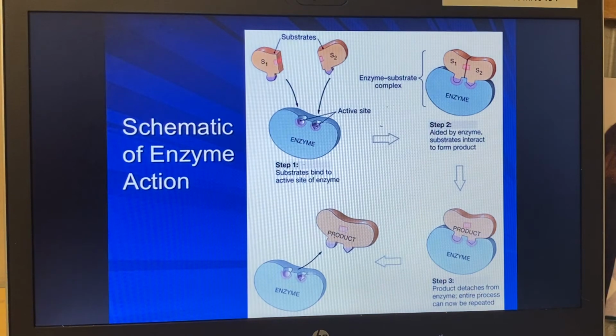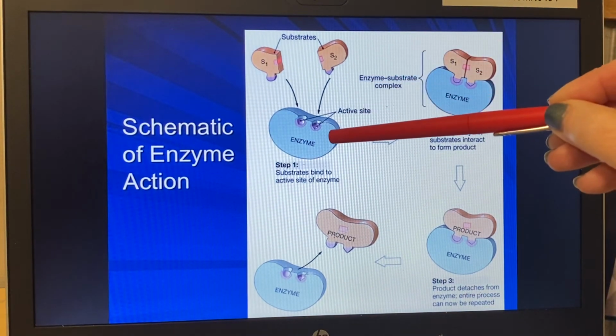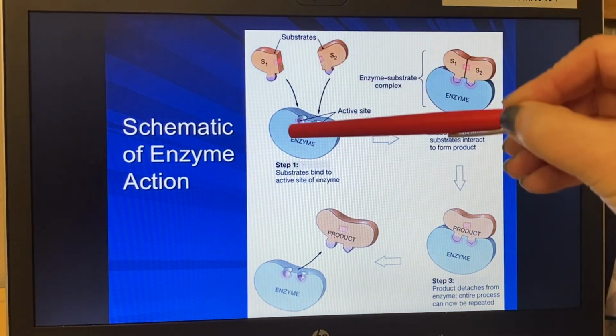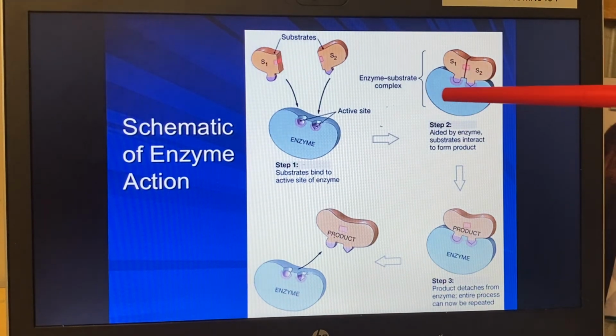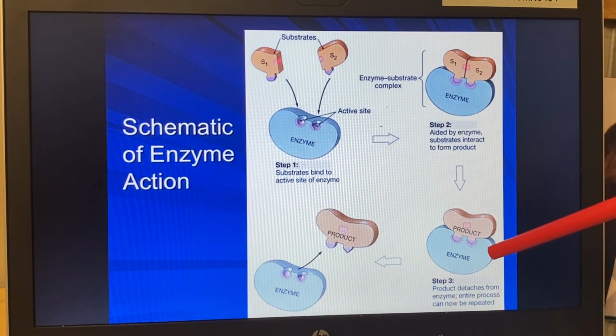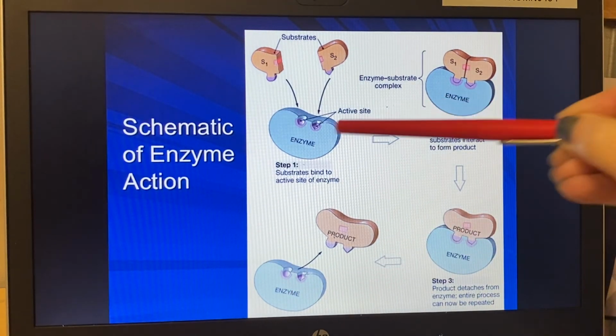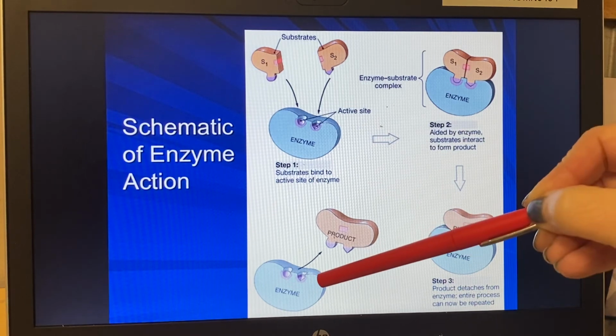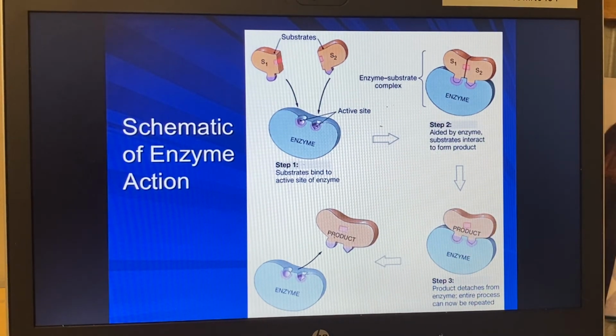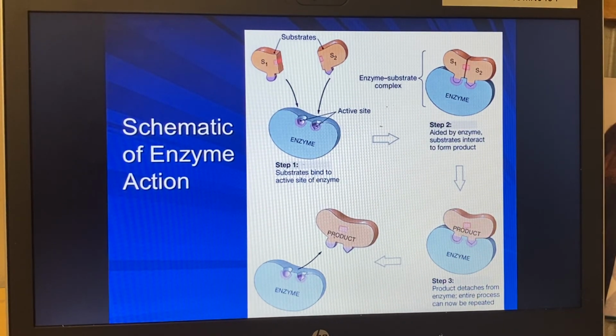And so the enzyme with its particular shape encounters its 2 substrates, and then it kind of pushes them together so they react, produces a product, and then it releases the product. But notice that the enzyme remains unchanged. And that's really how enzymes catalyze reactions.